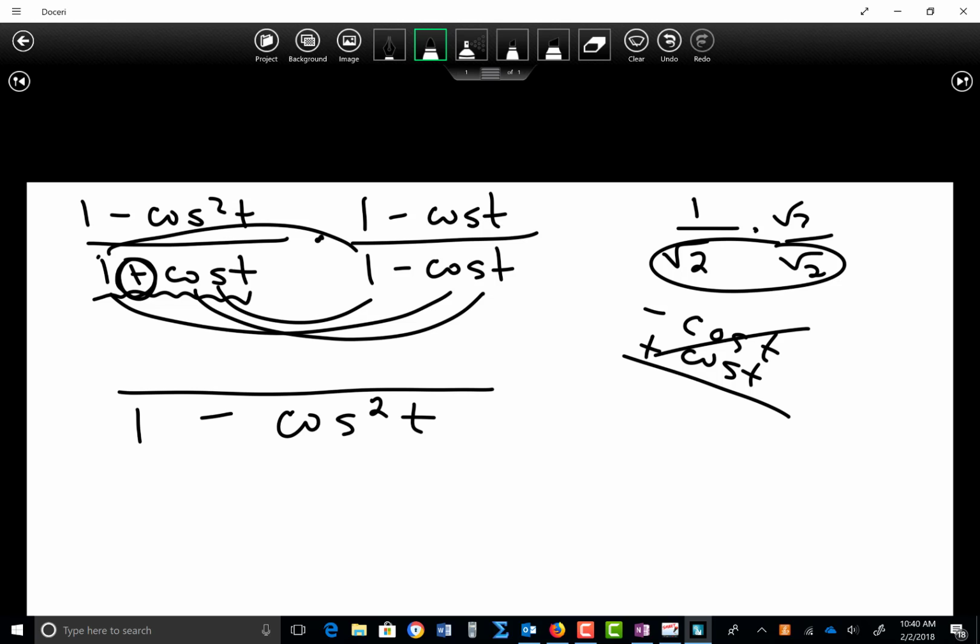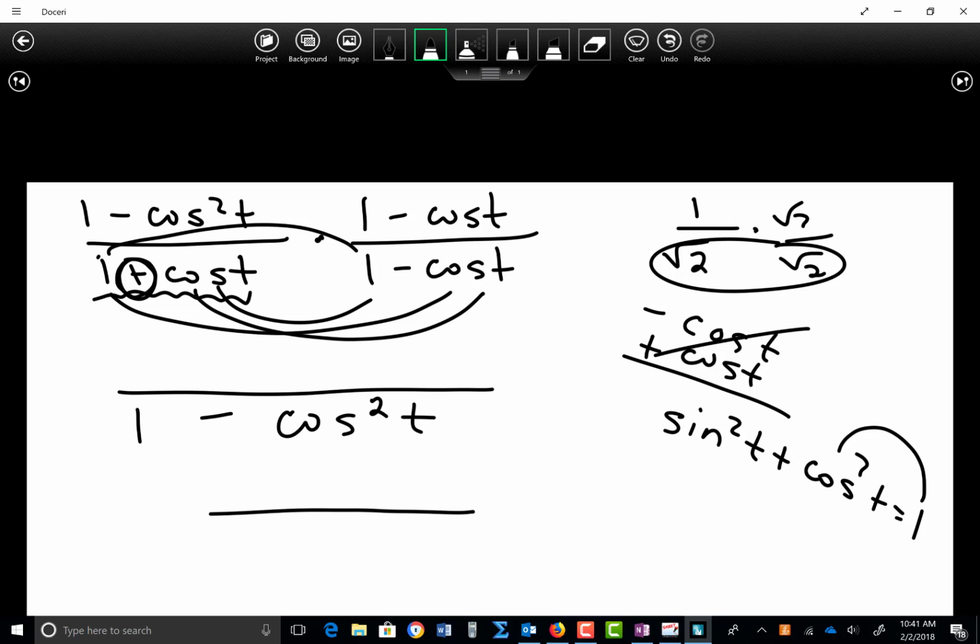And so then when we look at our identities, we can see that sine squared plus cosine squared is equal to 1. And usually this is going to help us because it's going to be equal to some sort of identity. And when I bring the cosine over, I get 1 minus cosine squared, which is what I have. And 1 minus cosine squared is equal to sine squared. So now on the bottom, I have sine squared.